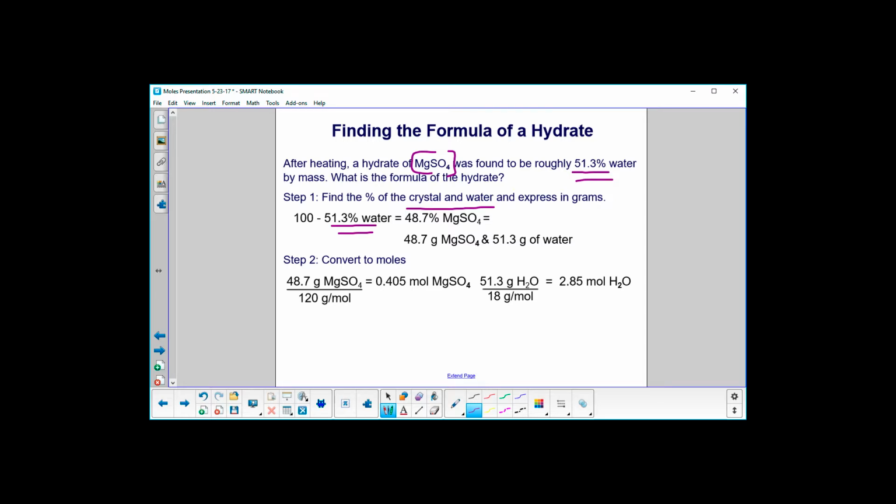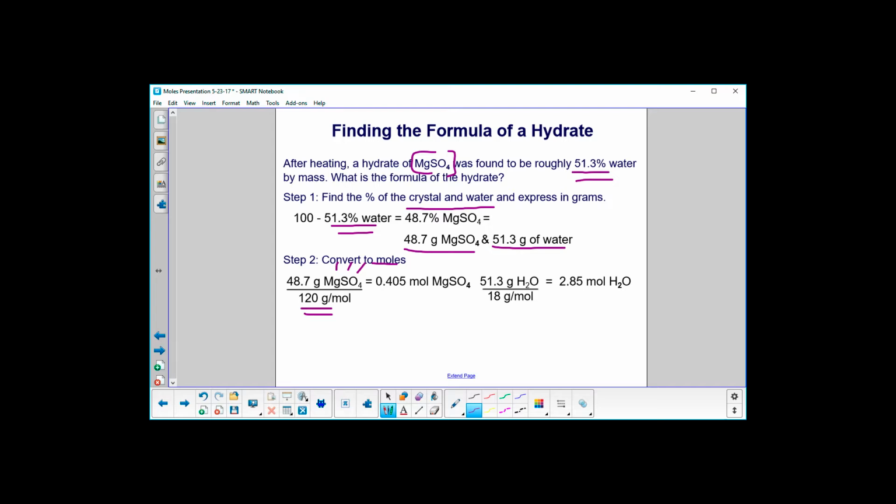We turn that into a gram mass. We assume a 100 gram sample. We get 48.7 grams magnesium sulfate, 51.3 grams of water. Convert to moles. So magnesium sulfate, you can add up the atomic weights of magnesium, sulfur, and 4 oxygens. Make sure you count all 4. And you'll come up with 120 grams per mole.